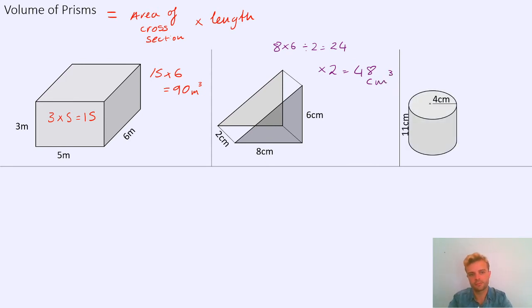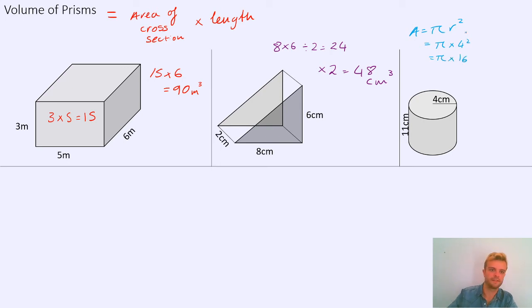Finally, we have a more complicated one still. This is a cylinder, which is still a type of prism, but this time the cross-section is a circle. So this is the most complicated one because you need to know the formula for working out the area of the cross-section, which is now a circle. And if you remember, the formula for the area of a circle is pi times the radius squared. So we're going to need to do pi times 4 squared, which is pi times 16.